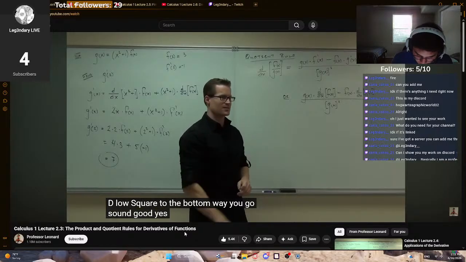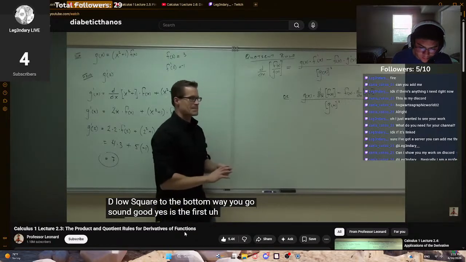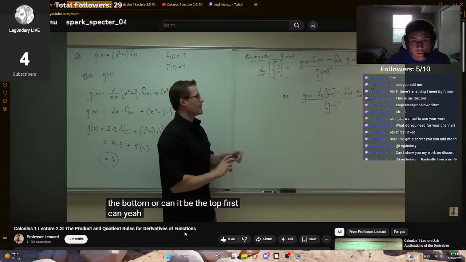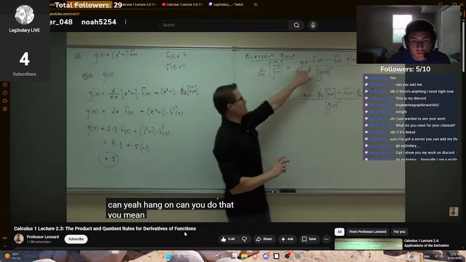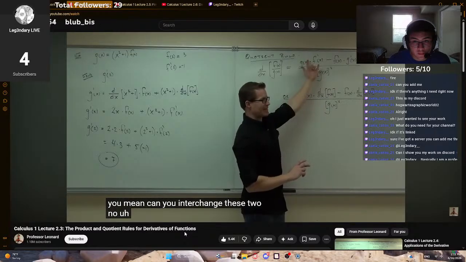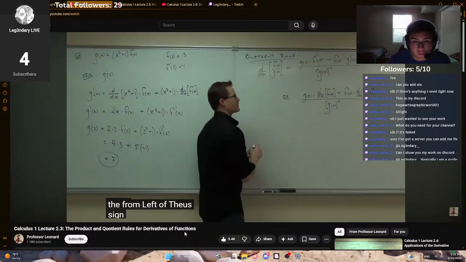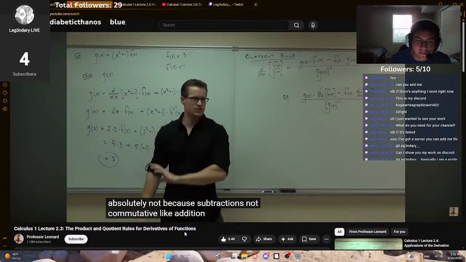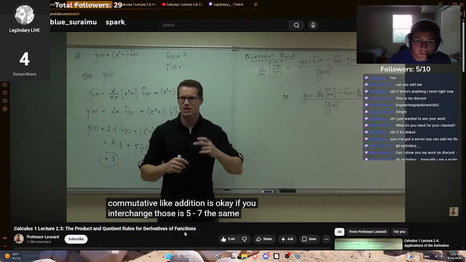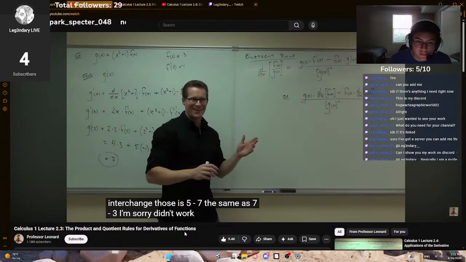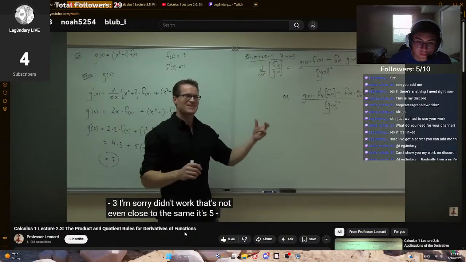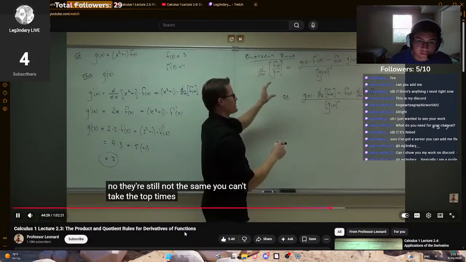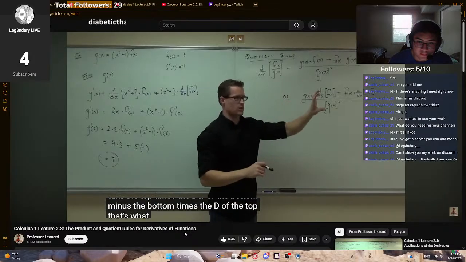Sound good? Is the first one supposed to be the bottom, or can it be the top first? You mean, can you interchange these two, on the left and right of the minus sign? Absolutely not, because subtraction is not commutative like addition is. Is 5 minus 3 the same as 3 minus 5? That's not even close to the same thing. So if I just interchange, top times the derivative of the bottom minus the bottom times the derivative of the top, that's not the same.